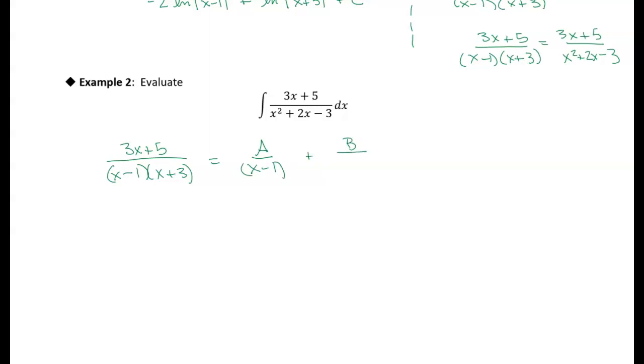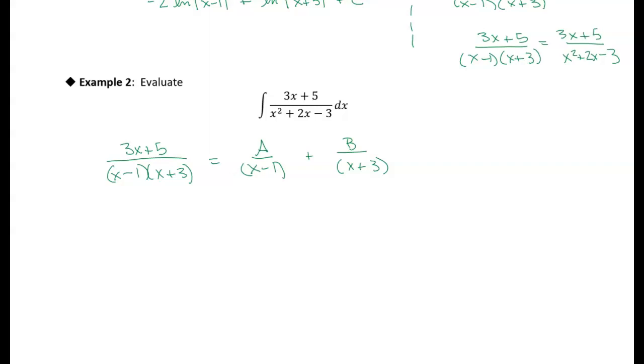Something over x minus 1 plus something over x plus 3, right? That's the form I would like to get it in, because those denominators could be combined into a fraction that has this denominator here in the original function. And then it's just a matter of figuring out, okay, what is a and what is b?